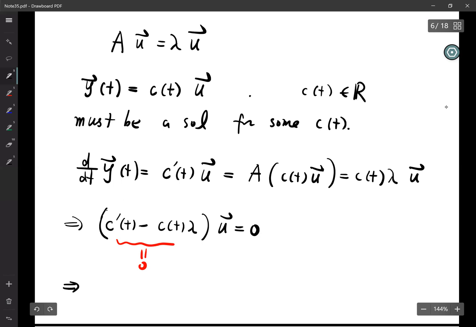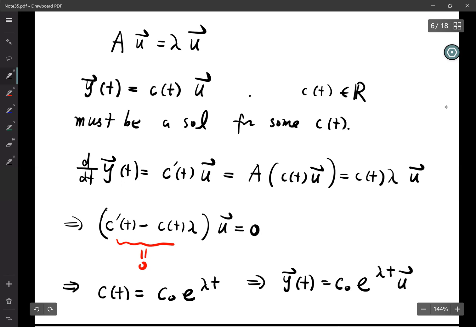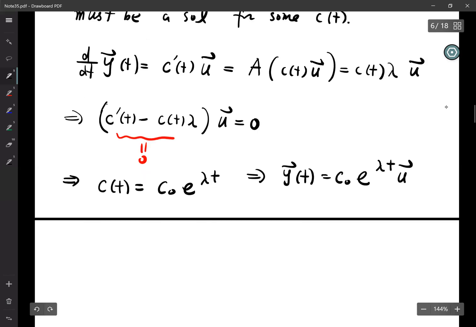And this is nothing but a first order scalar differential equation, with solution c(t) equal to c naught exponential lambda t. So what we have is some constant times exponential lambda t times u, which should be a solution. So from this, you can almost immediately see that for a pretty general class of first order differential equations, we can find the solution set.